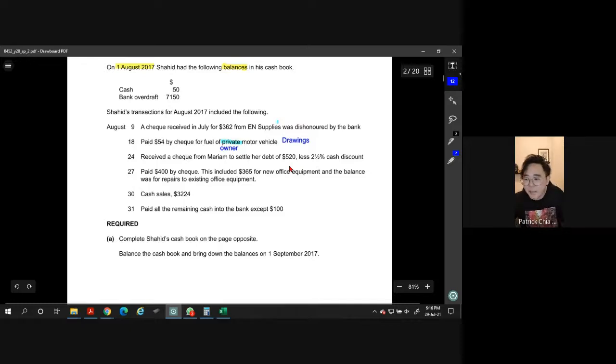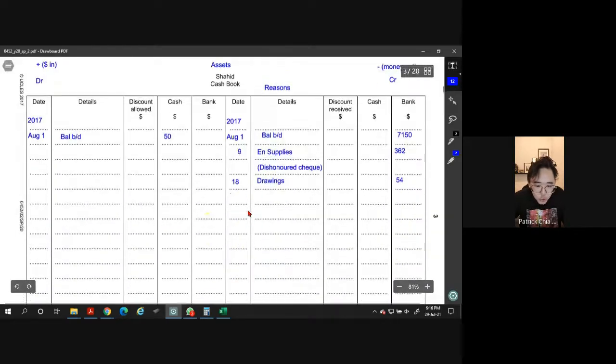So receive a check, money in. Thank you, Harry. Cash or bank? You see the word check, so bank. 520 minus 13, that will be 507. So go to the left-hand side, money in, put down 507 first. And then the 13 bucks is the discount that we give, correct? So you put the 13 bucks here also.